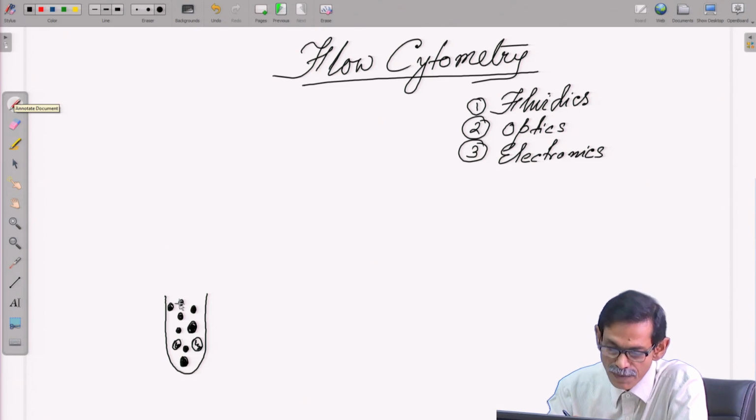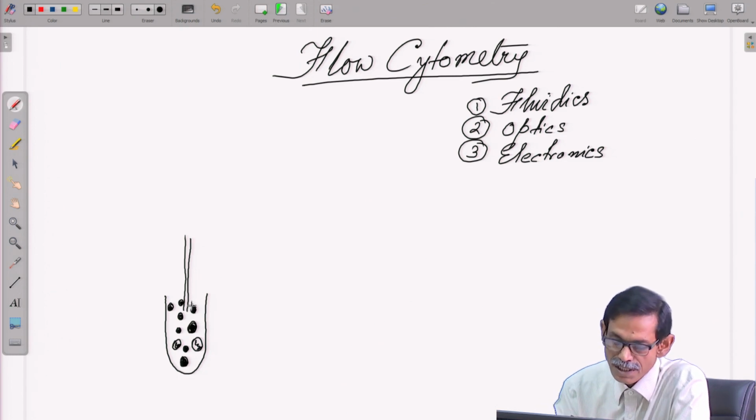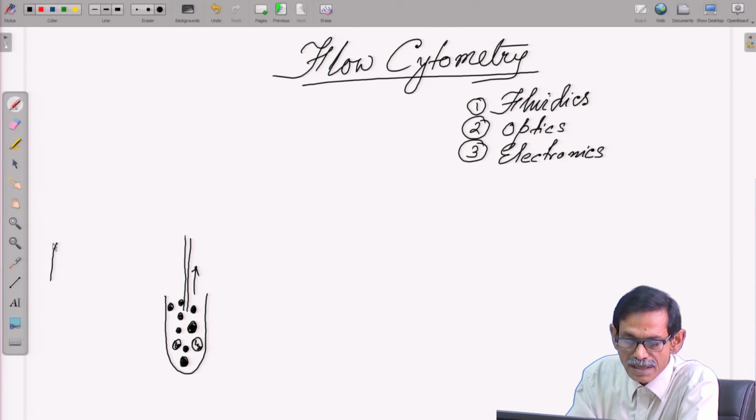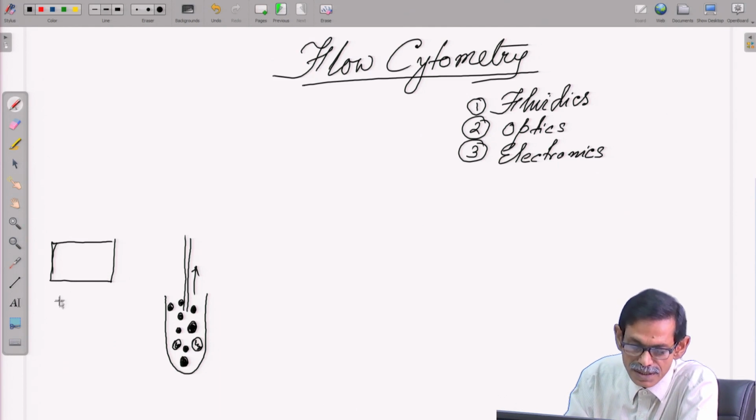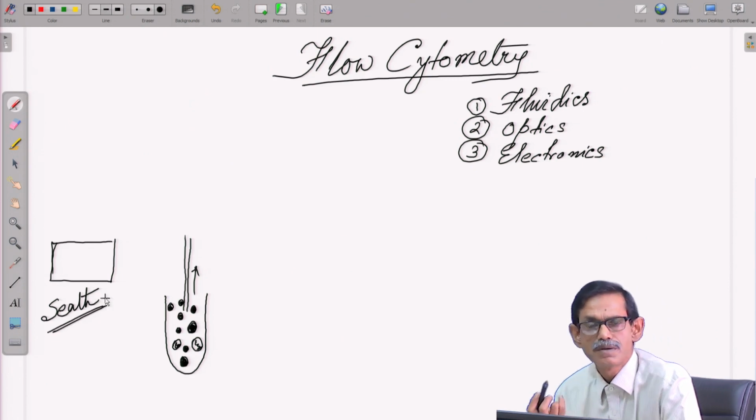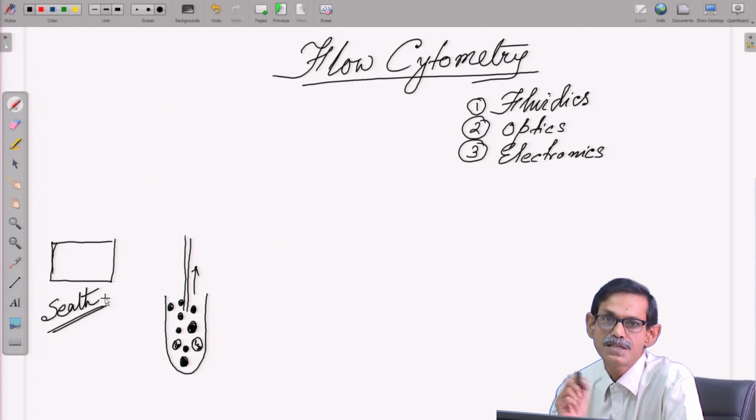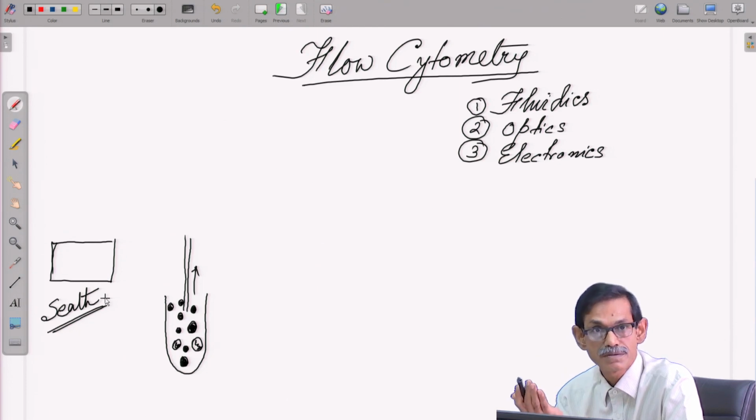You take the tube, and you have a very thin capillary. There is a suction, and the cell will move through this capillary this way. There is a tank, and in this tank there is a certain fluid. This is called sheath fluid, which is a commercial trade secret. It is not known exactly. Normally the company supplies it, but it is generally phosphate buffered saline. You have to maintain the osmolarity, so the cell should not lyse.